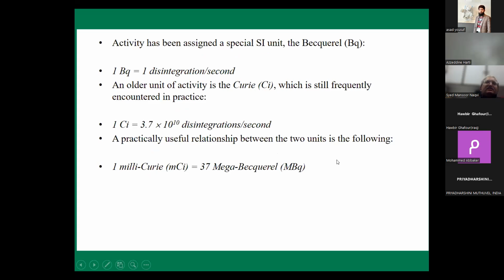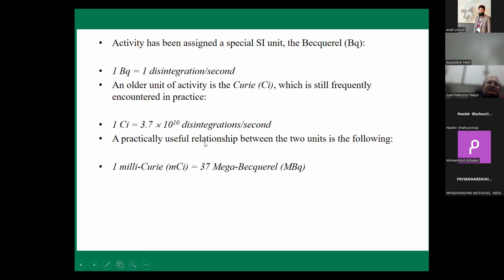The basic SI unit assigned to activity is the becquerel, but it is a very small unit, which is 1 disintegration per second. So for general users, especially in nuclear medicine, we generally use the megabecquerel, where 37 megabecquerel is equal to 1 millicurie. This is generally what we use. And in curies and becquerel, the relation is again 1 curie is 3.7 times 10 to the power 10 becquerel.